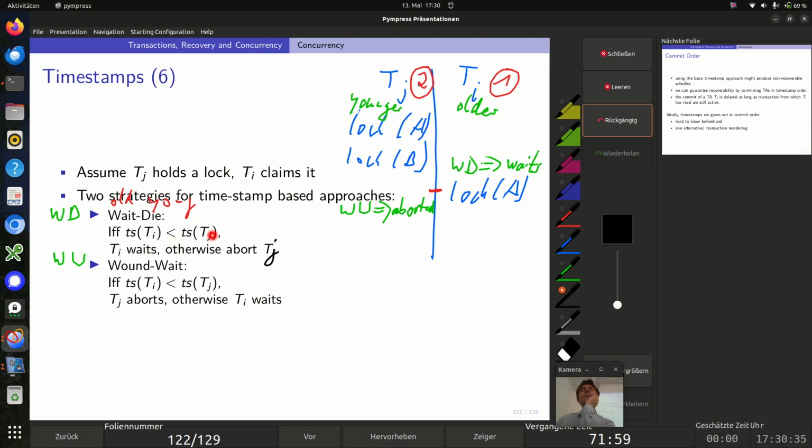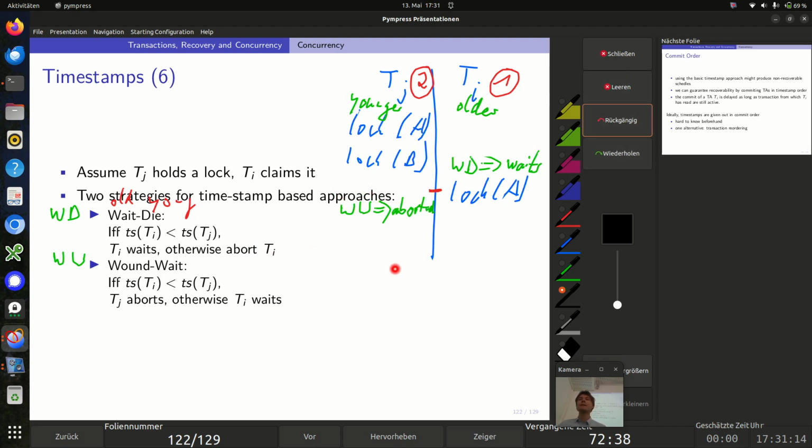No, it's correct. Now it's correct. The younger one waits if it is... No, it's correct. Yes, it's correct, because the younger one should abort if it acquires a lock which is held by an older one. Yes, of course, it's correct.